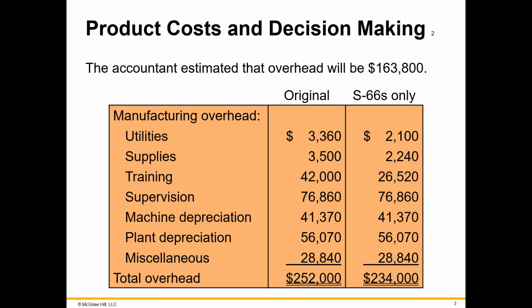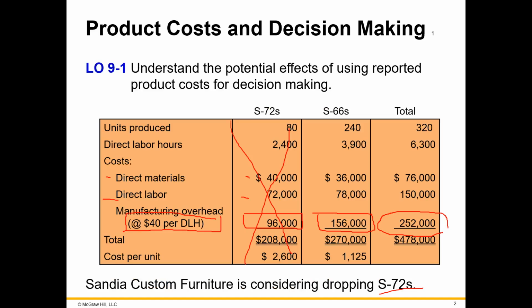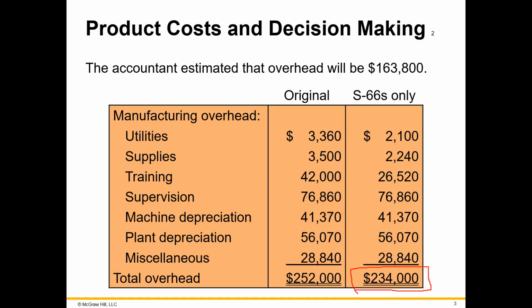This next slide shows that total overhead didn't drop that far. It only dropped $18,000. The total was $252,000. Now it's down to $234,000. So instead of saving the $96,000 that we thought we were going to save, we only saved about $18,000. This illustrates that overhead allocations aren't going to be that accurate all the time.